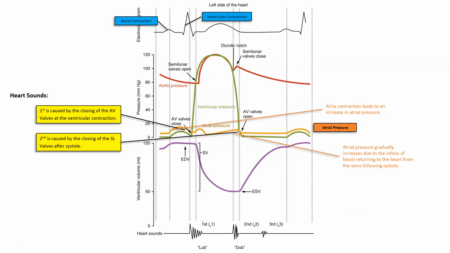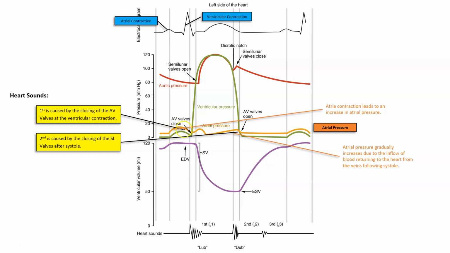Looking at this orange line, this is atrial pressure. So this is the top zones, or the top quadrants of the heart. The atria contraction leads to an increase in atrial pressure, again, we are looking at this little blip. Atrial pressure is going to increase, which is the orange line, and atrial pressure gradually increases due to the inflow of blood returning to the heart from the veins following systole.